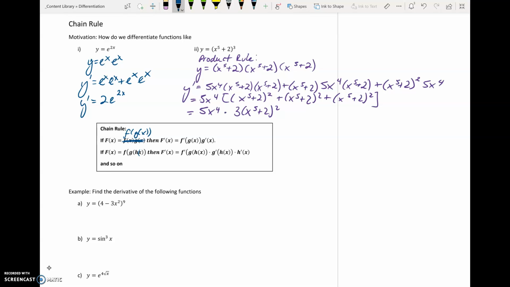You might have to rewrite this because I realized that I misplaced my brackets here. What I'm trying to say is a function of a function, like f of g of x. If you want to differentiate this, this will be the derivative of f of g of x times the derivative of g of x. And if you have a function of a function of a function, then this would be f prime of g of h of x times g prime of h of x times h prime of x, and so on.